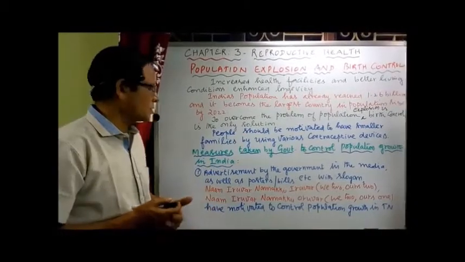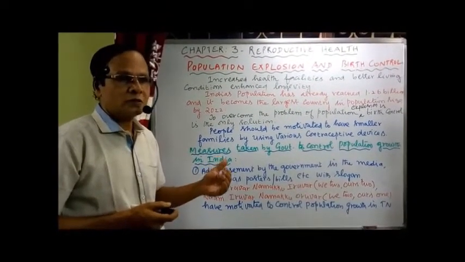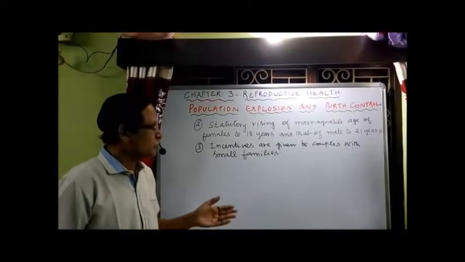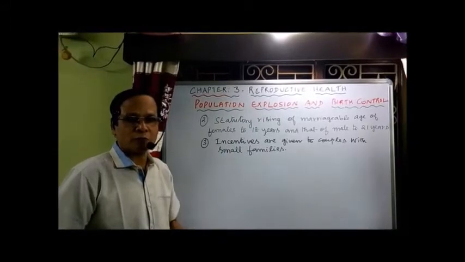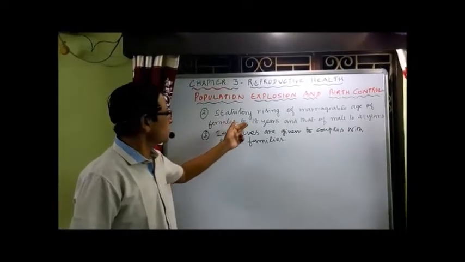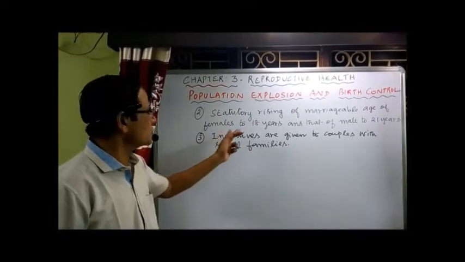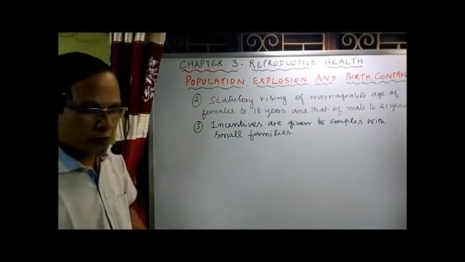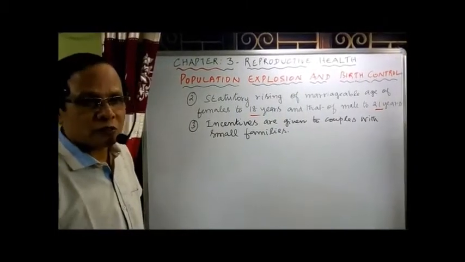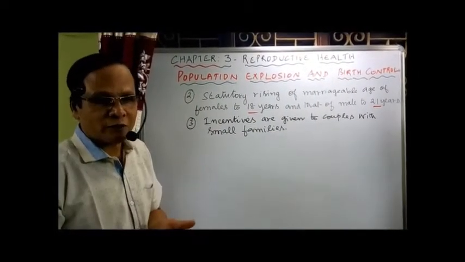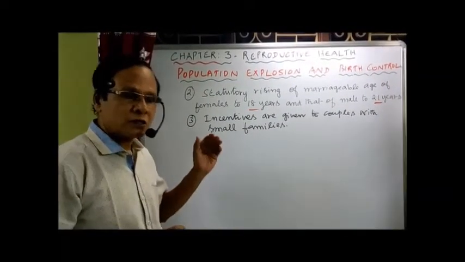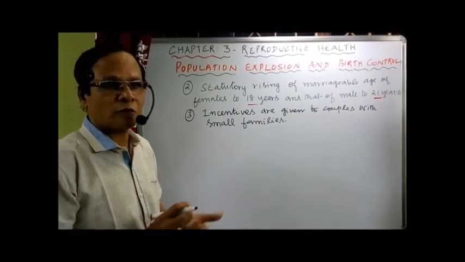So these are all the measures taken by the government to control population growth or population explosion. Now I already mentioned the first method of motivating the people through media. The second and third I also mentioned. That is statutory rising of marriageable age of females to 18 years and that of males 21 years. Statutory means permanent. And also incentives are given to the couples with smaller families who have only one child or two children. These are the alternative measures to control population growth.